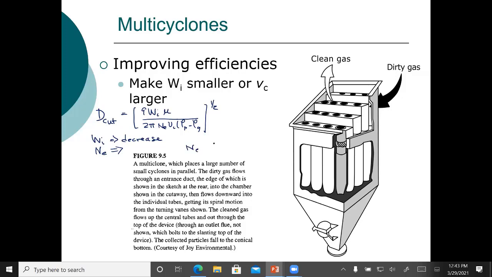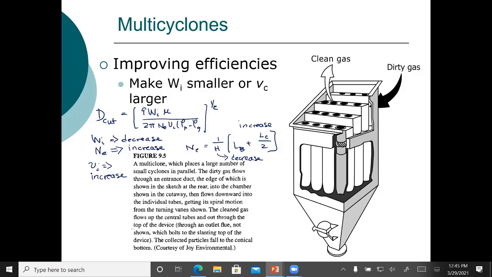So the number of turns was equal to 1 over H times (L sub B plus L sub C over 2). H is the inlet height, L sub B is the body length, and L sub C is the cone length. So, okay, we increase the number of turns. In order to do that, then we would need to decrease the height and increase the body length and the cone length. And we can also increase the velocity.